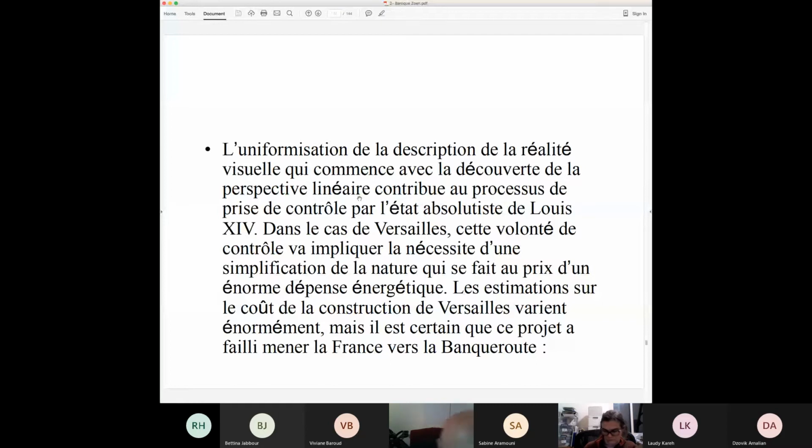What do you mean by that? Well, the estimates on the costs of the Palace of Versailles, they vary. Some say something like 25% of the global budget of the French monarchy. We don't know really. But what we know is that it is enormous. There are reports, in fact, that this project almost led France towards bankruptcy.